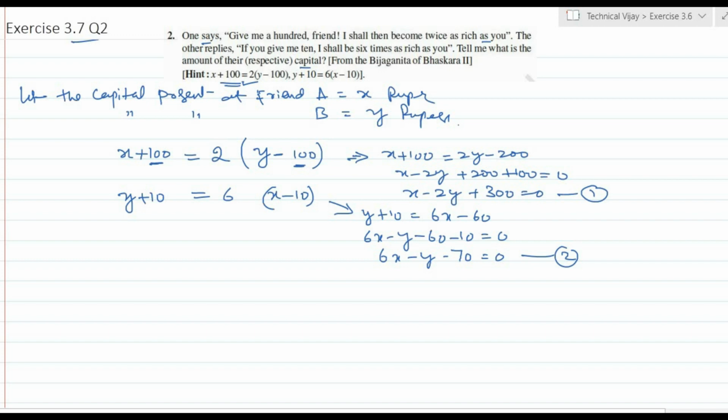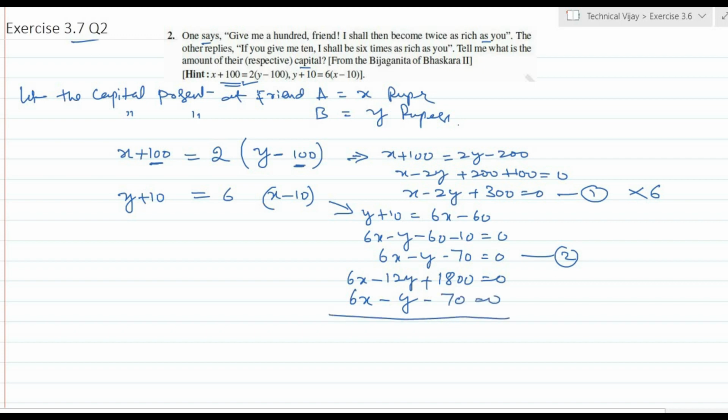Now we will solve these equations. I will write these equations here: X minus 2Y plus 300, and 6X minus Y minus 70. We will solve these two equations by the elimination method so that we can find the variables X and Y. Here the coefficients are not the same, so I will multiply the first equation by 6. Then it becomes 6X minus 12Y plus 1800 equals 0. The second I will write as it is, 6X minus Y minus 70 equals 0.